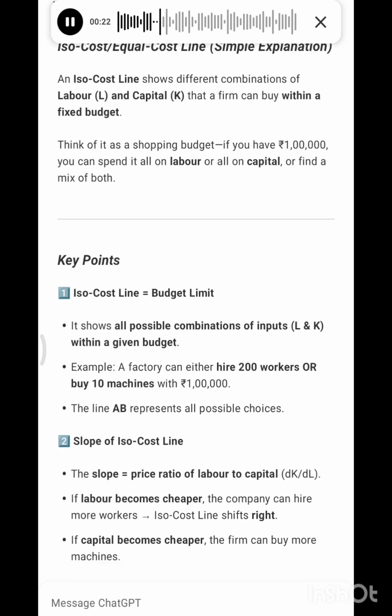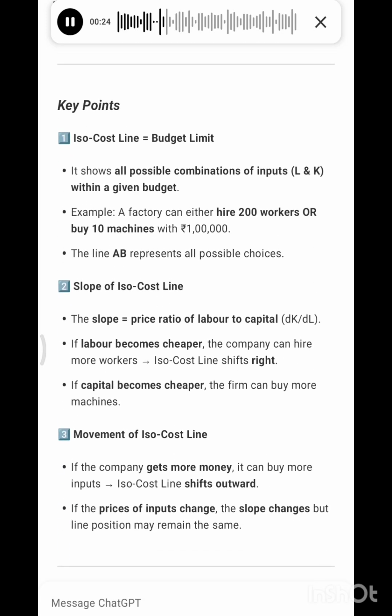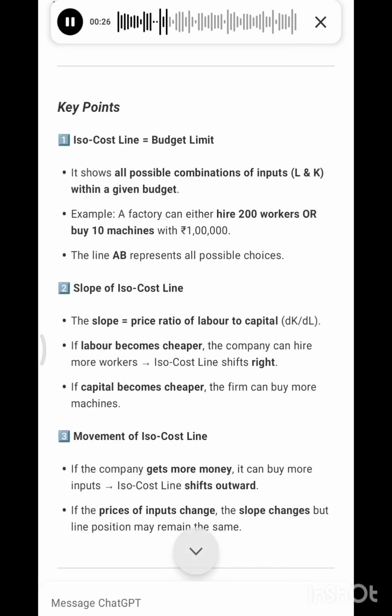1. Iso-cost line equals budget limit. It shows all possible combinations of inputs, L and K, within a given budget. Example, a factory can either hire 200 workers or buy 10 machines with 100,000. The line AB represents all possible choices.